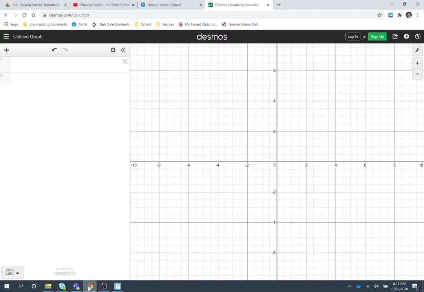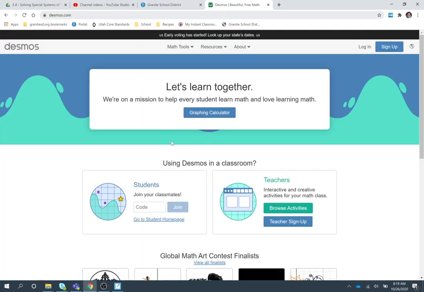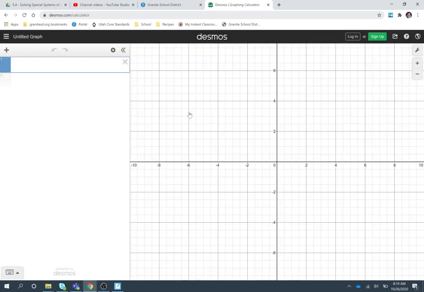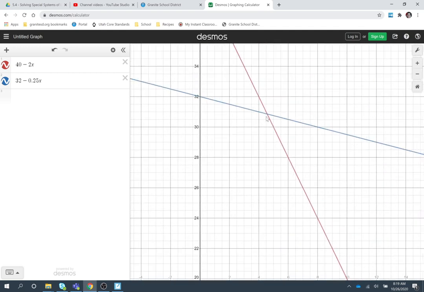Grab your Google Chrome, type in Desmos.com. I was already there, but if you're not, we're going to do a graphing calculator. Our first one was 40 minus 2x, and just hit enter. At the moment, you're not going to see anything because we have a y-intercept at 40, and this graph only goes to like 7. Then we're going to type in 32 minus 0.25x, and again, you're not going to see anything, but we have to go find it. If they have y-intercepts of 40 and 32, we're going to come up. Oh, there it is. And we want where they intersect.